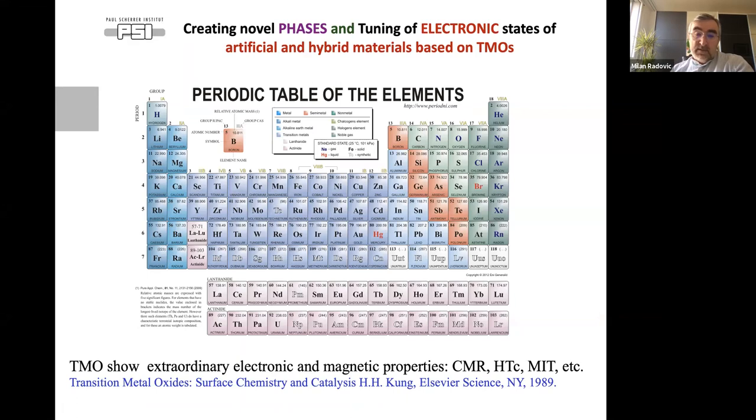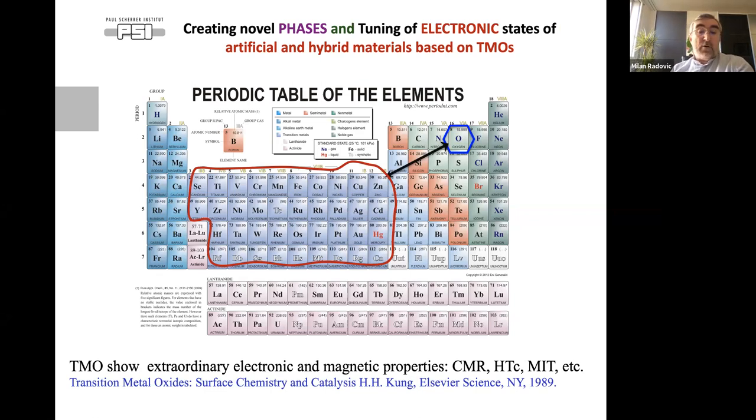The reason is that, by definition, transition metal oxides are artificial materials. You are combining a large set of metals with oxygen, and you are able to get very complicated and very complex materials with extraordinary electronic and magnetic properties. Those properties are, for example, colossal magnetoresistance, then superconductivity with very high TC, about 100 Kelvin already, metal-insulator transitions, then some topological states, and so on and so on.